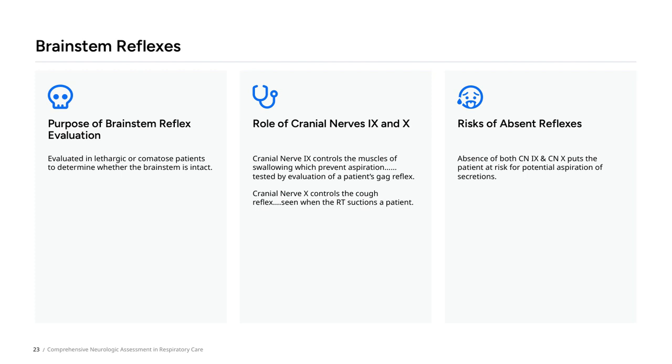Assessing these reflexes is especially important in lethargic or comatose patients, as it helps us determine whether the brainstem is still intact. The brainstem is vital because it governs many automatic functions, including these reflexes. So, evaluating the brainstem reflexes provides us with essential information about the patient's neurological status and their ability to protect their airway. Ultimately, understanding and checking these reflexes are fundamental parts of a comprehensive neurological assessment in respiratory care. They help us make informed decisions to protect the patient and manage their airway effectively.